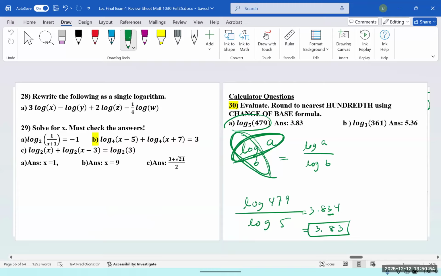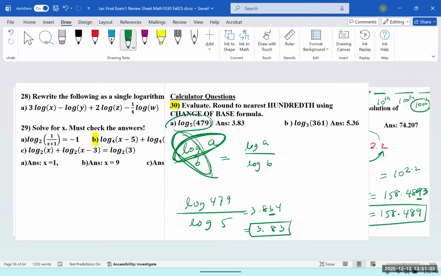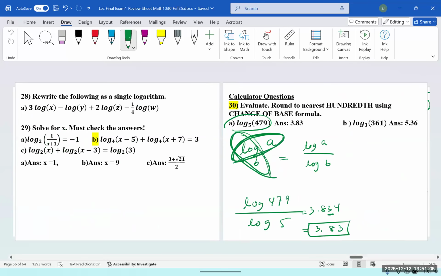Okay, then next comes solving logarithmic equations. Previously it was a natural log or a single log. But now with this type of equation, you have many logs.